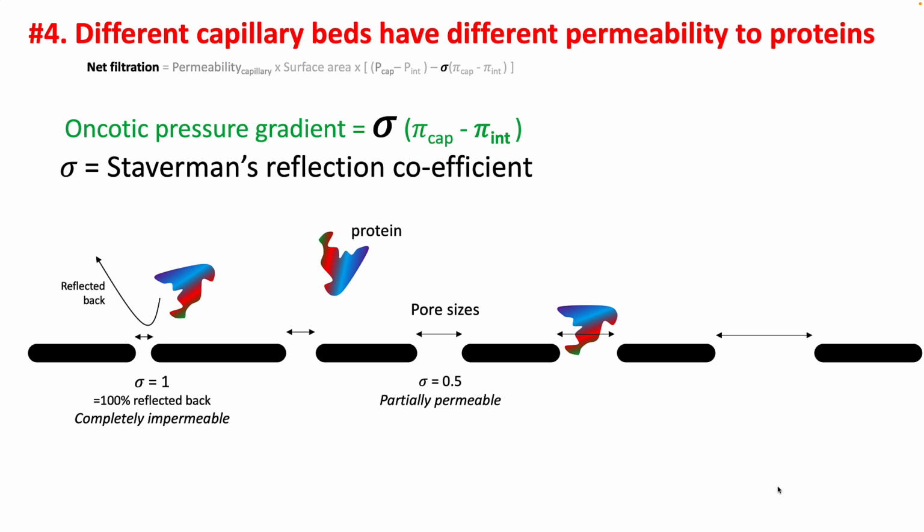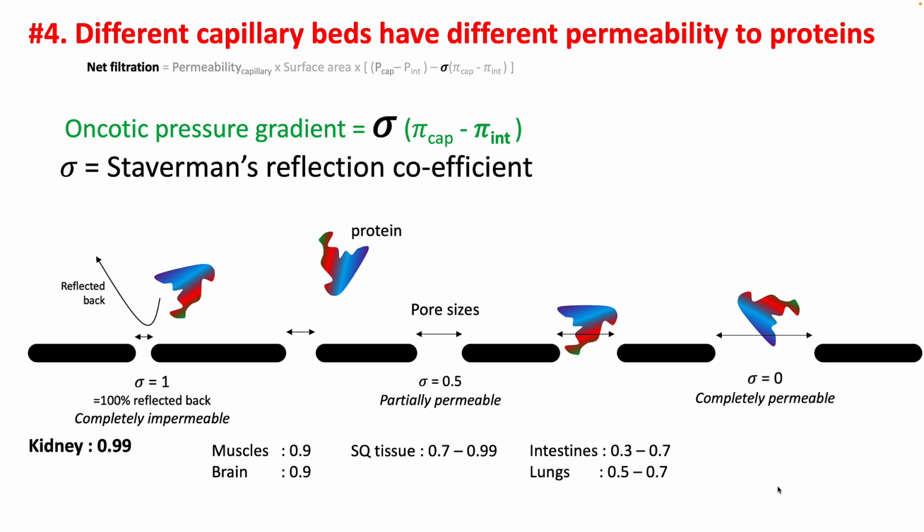If your sigma is 0.5, that means around 50% of the proteins can go through and 50% cannot. These are partially permeable membranes. If your sigma is 0, that means your protein size is much smaller than the pore size, and these are completely permeable. So different organs have different Staverman's reflection coefficient. Kidneys have highest around 0.99 and liver has the lowest around 0.1.